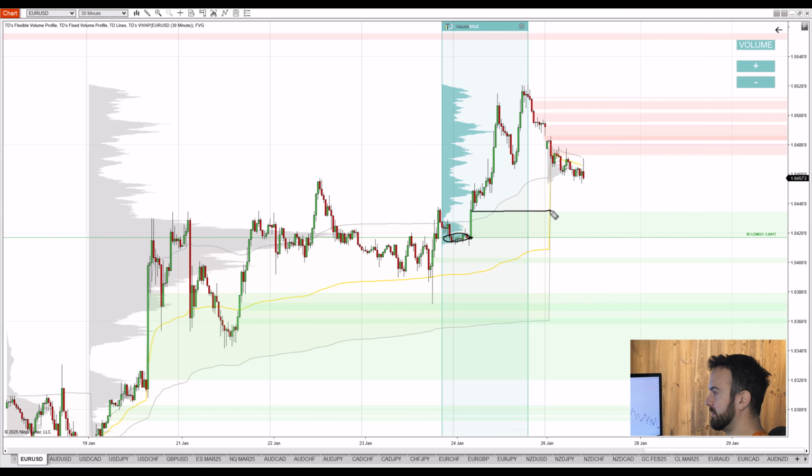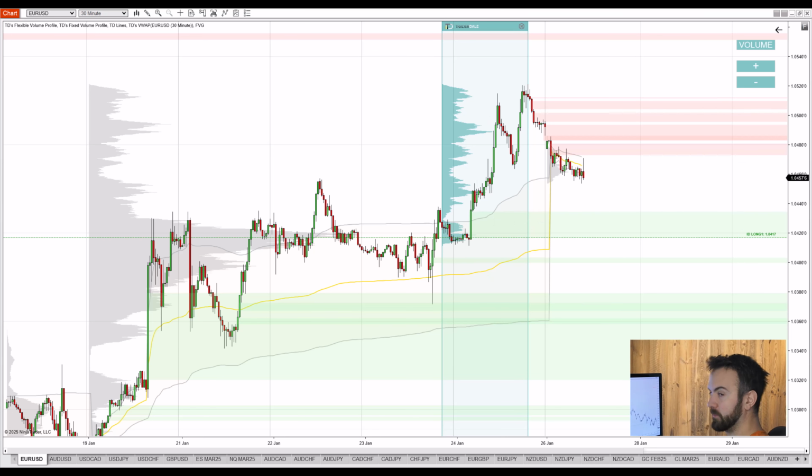We also have a fair value gap here. Fair value gap is a concept from smart money trading, and I like to trade from the beginning of the fair value gap, which is here exactly at the level. It nicely aligns with the start of this strong aggressive buying activity, also with this little volume cluster.